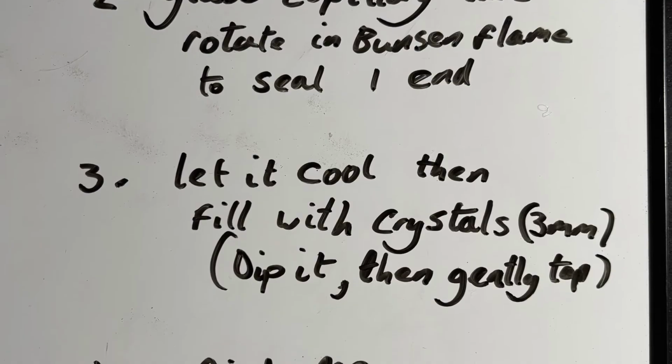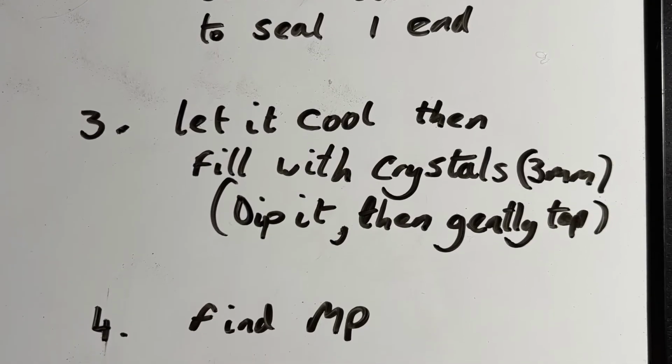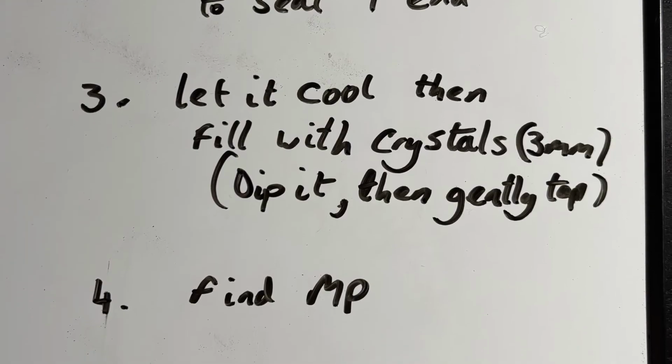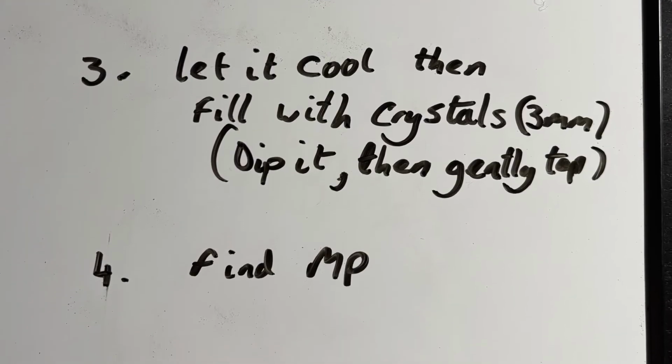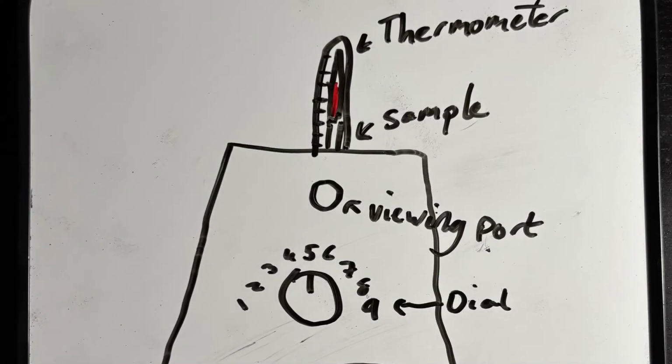And you do this by dipping it in the sample, and then you gently tap the sides of it until it falls to the sealed end. And then you find the melting point, and this is how you find the melting point. So this is a melting point apparatus, and before you start using it, you're going to want to know roughly what temperature you're looking for.